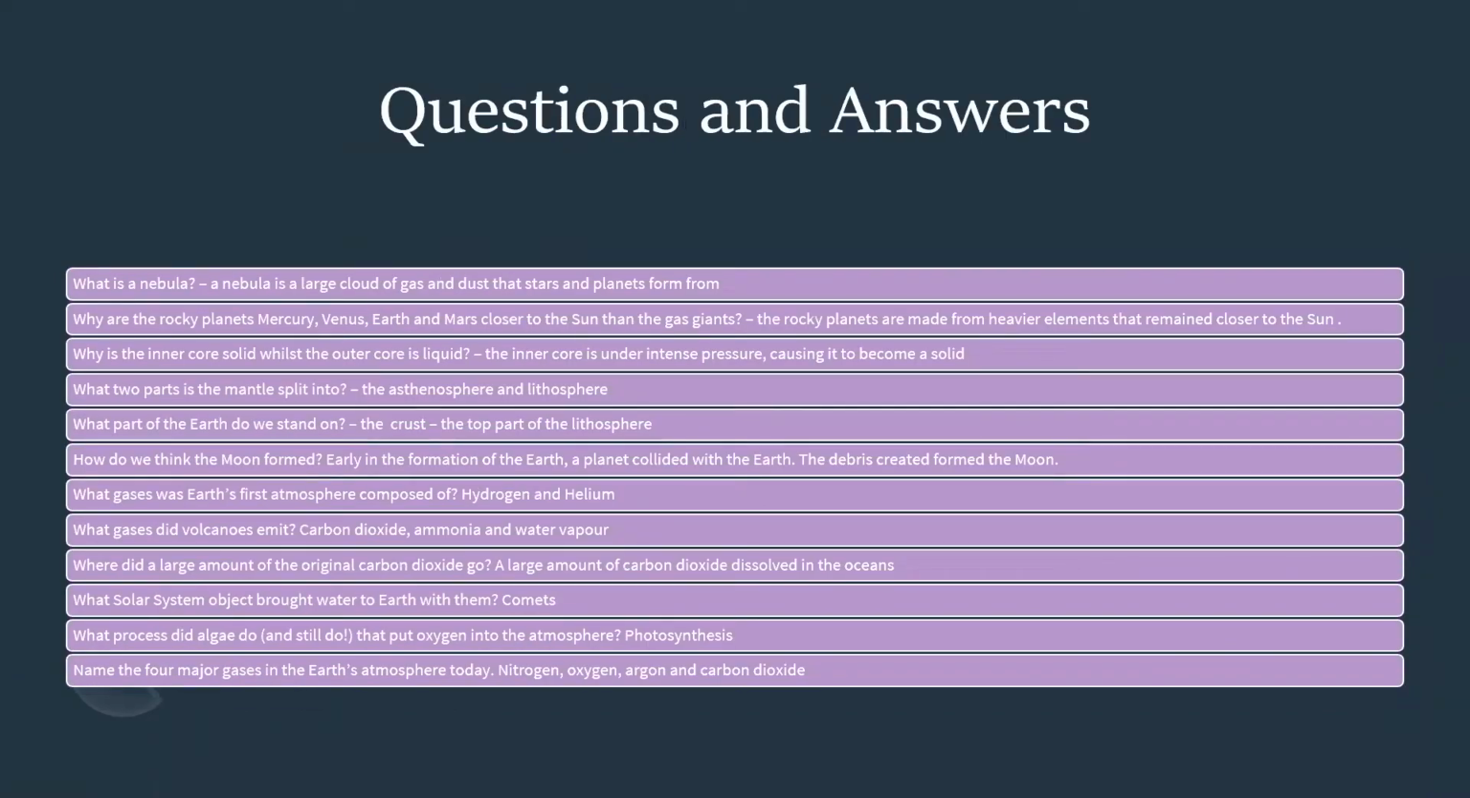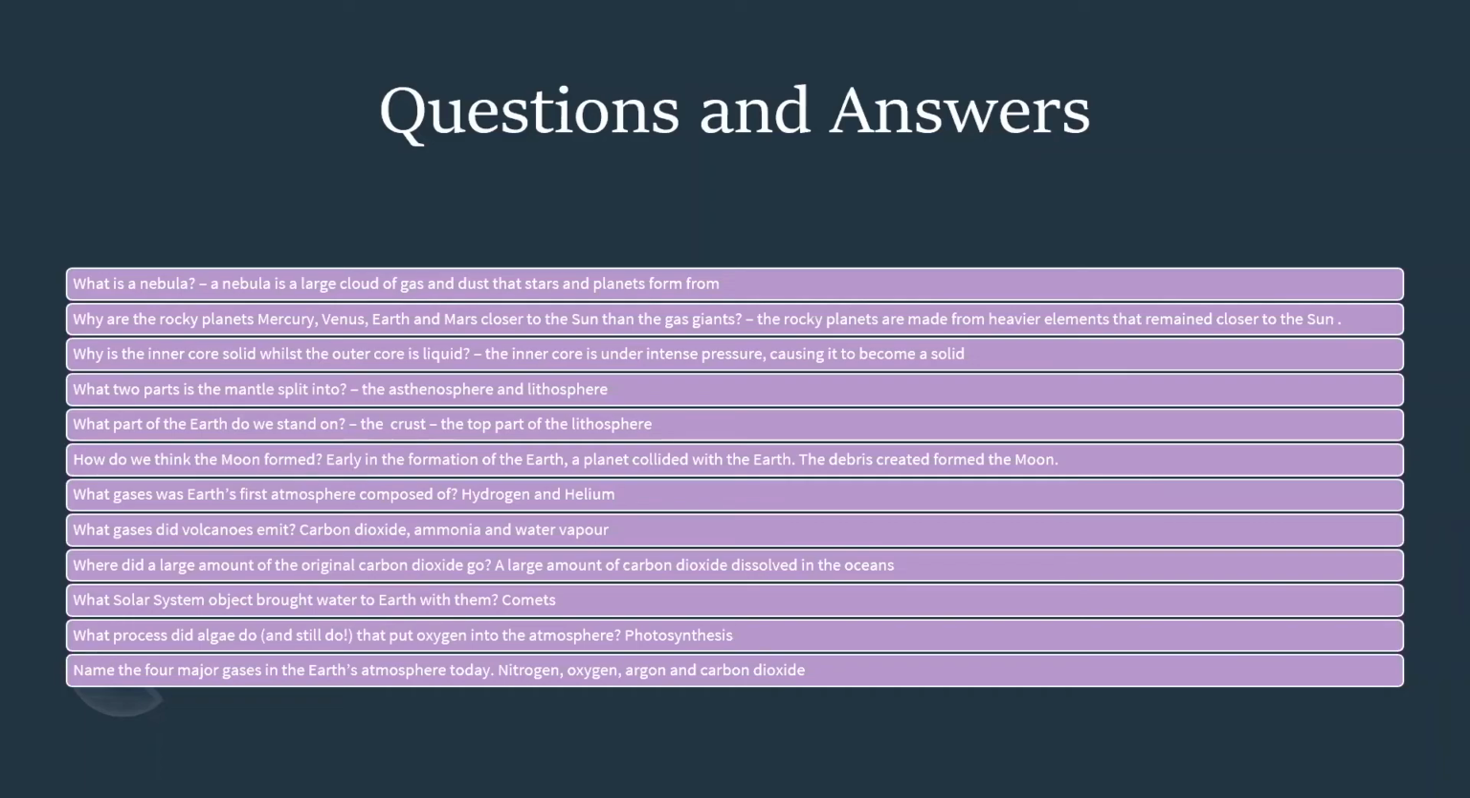What is a nebula? A nebula is a large cloud of gas and dust that stars and planets form from. It's a very beautiful thing, but all we need to know is it's a large cloud of gas and dust. Why are the rocky planets, Mercury, Venus, Earth and Mars, closer to the sun than the gas giants? The rocky planets are made from heavier elements that remained closer to the sun. Why is the inner core solid while the outer core is liquid? The inner core is under intense pressure, causing it to become a solid. They're made of the same thing, but the inner core is under a lot more pressure.